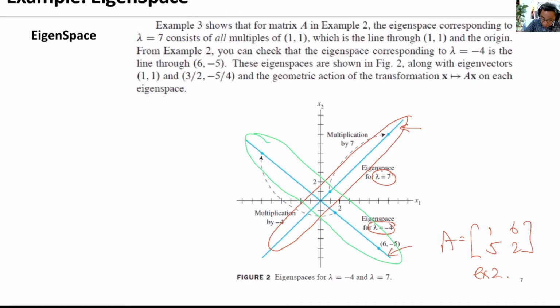So to repeat, an eigenvector is not a single point. It can be a line, like in this example, and later on we'll show you that it can even be a plane. Okay, and therefore we call it an eigenspace to allude to the fact that it is a subspace of, in this example, R2.